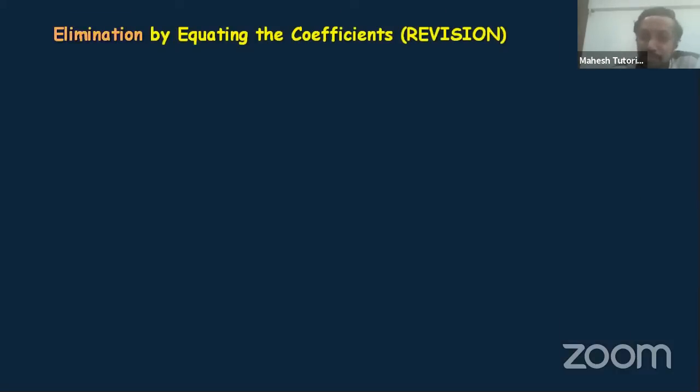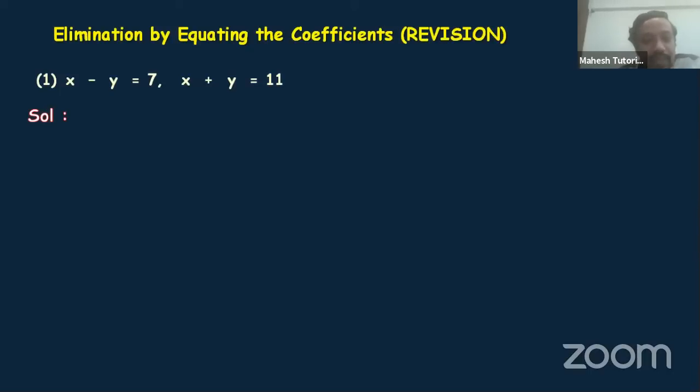Now, to revise the elimination by equating the coefficients method, students, we have been given two equations. First equation, x minus y is equal to 7. And second equation, x plus y is equal to 11. The question says that we are supposed to solve these two equations by elimination by equating the coefficients. This means using the elimination by equating the coefficients method, I have to find the answer for x and y: x equal to how much and y equal to how much.